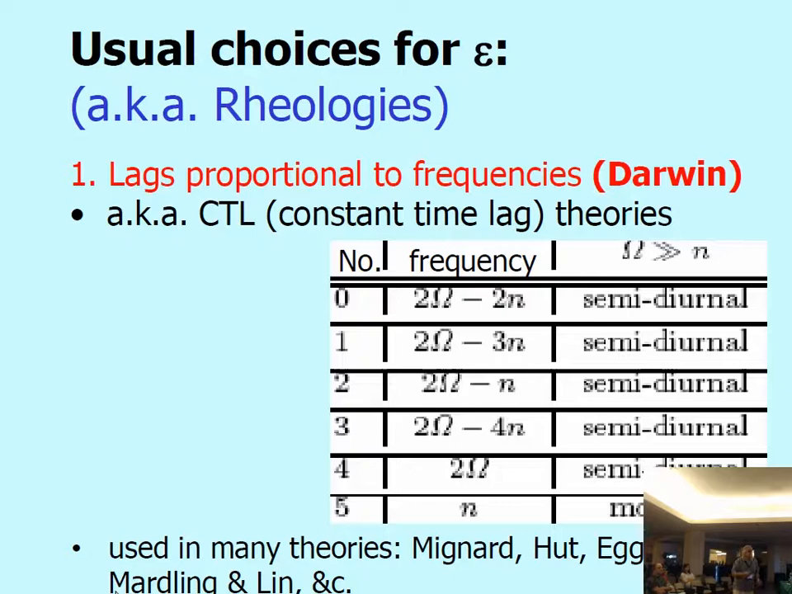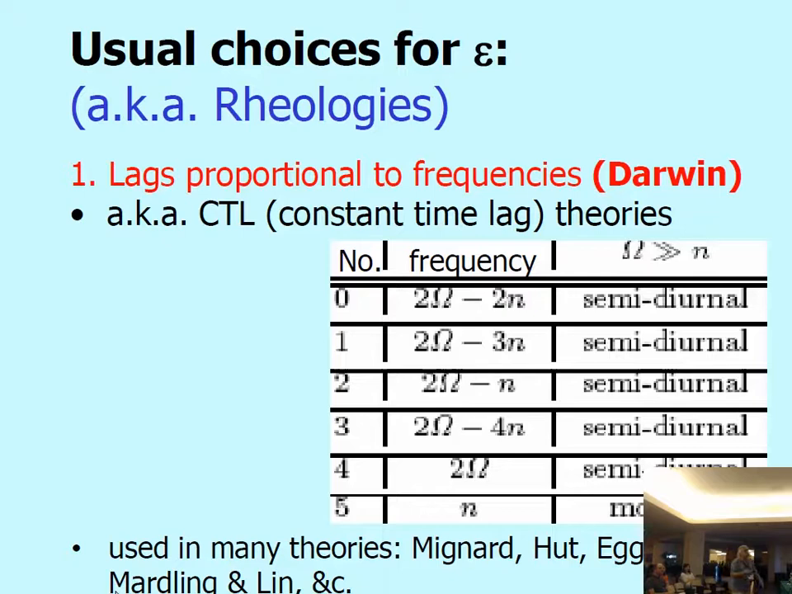One kind of theories is what Darwin has done. The lags are proportional to the frequencies. So if you have a time lag common to all terms, the lag of one term is the frequency times the time lag, and the time lag is the same forever. These are theories with a constant time lag.